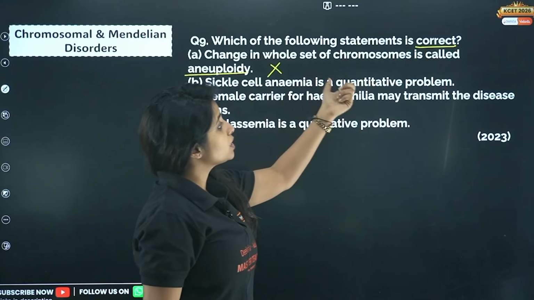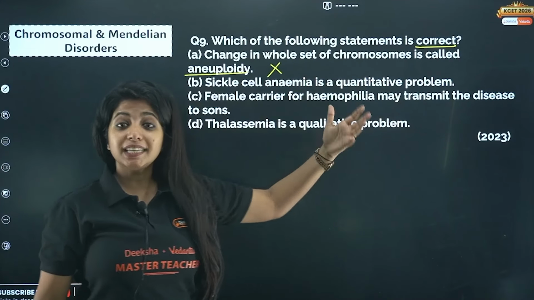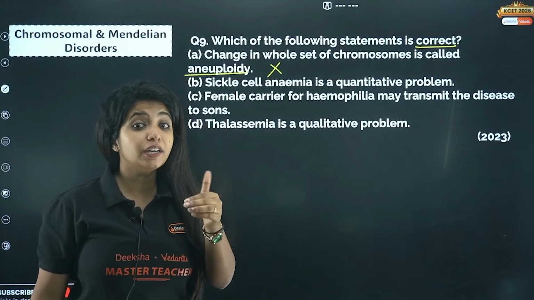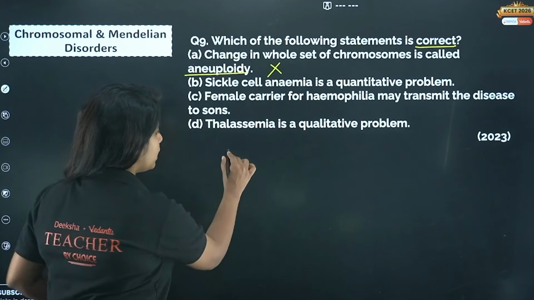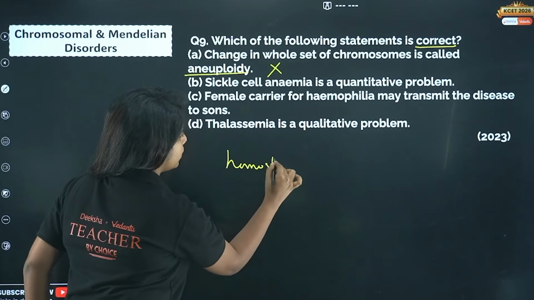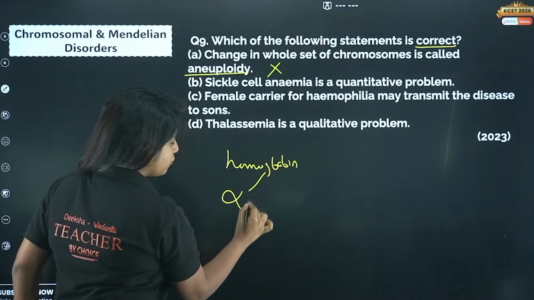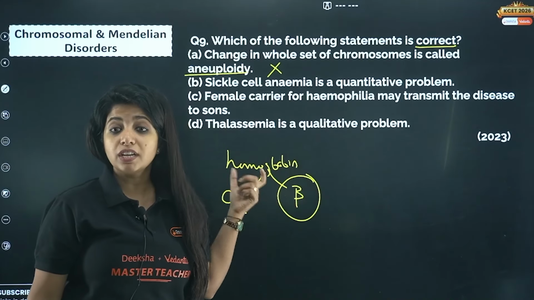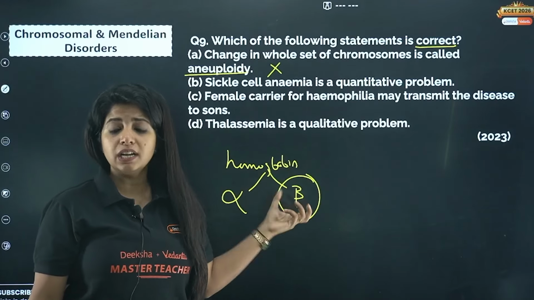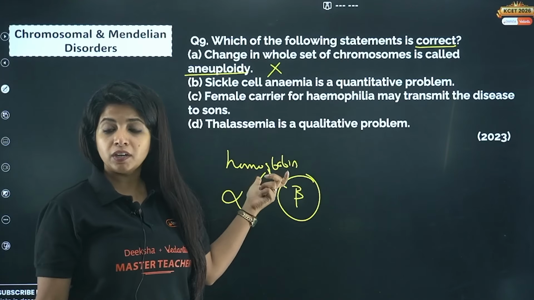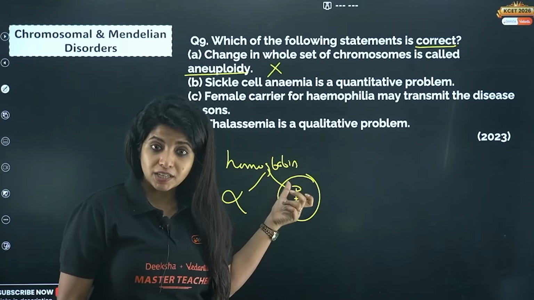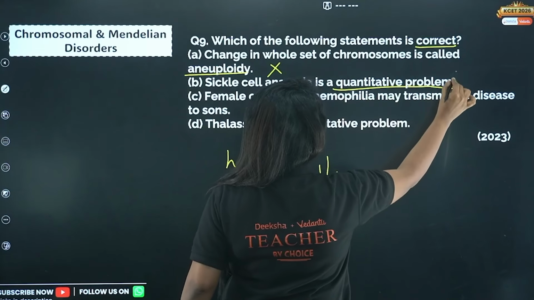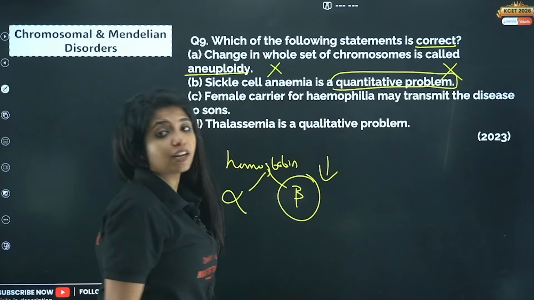Sickle cell anemia is a quantitative problem. Is it a quantitative problem? In sickle cell anemia, what is happening? The hemoglobin which is made, the quality of it is not good. Because hemoglobin, my dear children, is made up of two things. Hemoglobin is made up of alpha globin chain and beta globin chain. Over here, the beta globin chain has some mutations in it. Okay, it has some problems in it. So obviously, the combination of both won't turn out well. The hemoglobin would not be nice. The quality of it is reduced, my dear children. So here, it cannot be said that it is a quantitative problem. It is actually a qualitative problem.